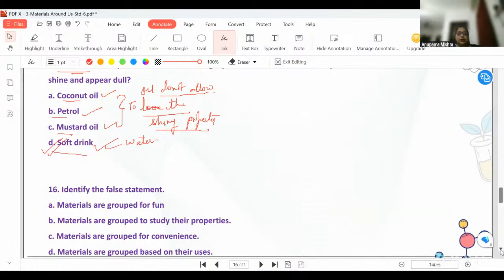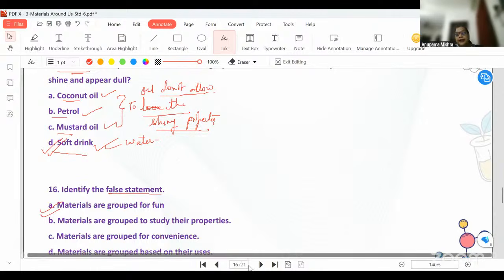So which out of these four is the false statement? Yes, A. Materials are grouped for fun. Materials are not grouped for fun, but they are grouped to study their properties, to get it easily in a convenient way, and based on their uses. That is why materials are not grouped for fun, option A, is the false statement.